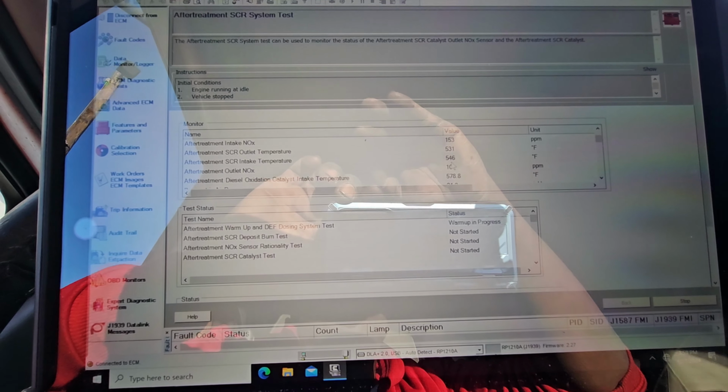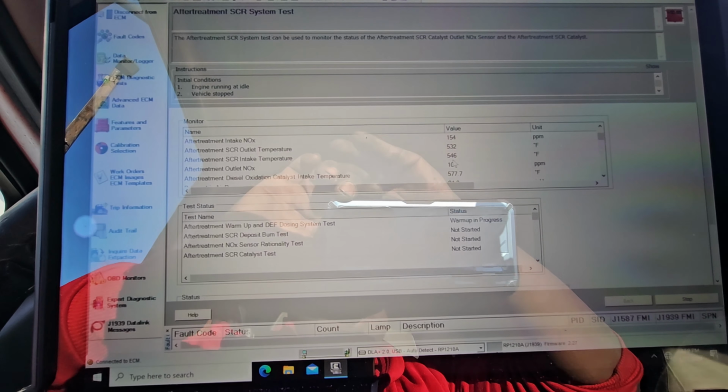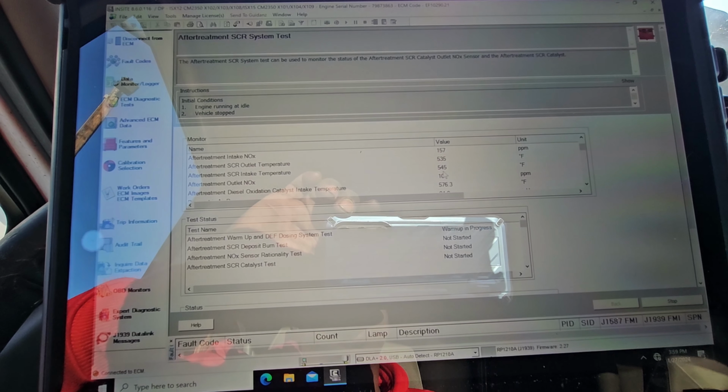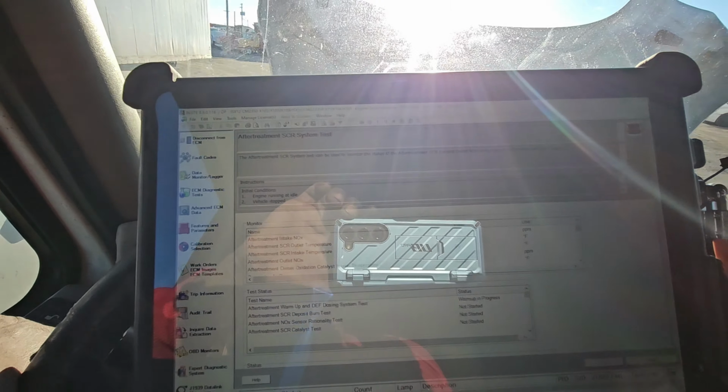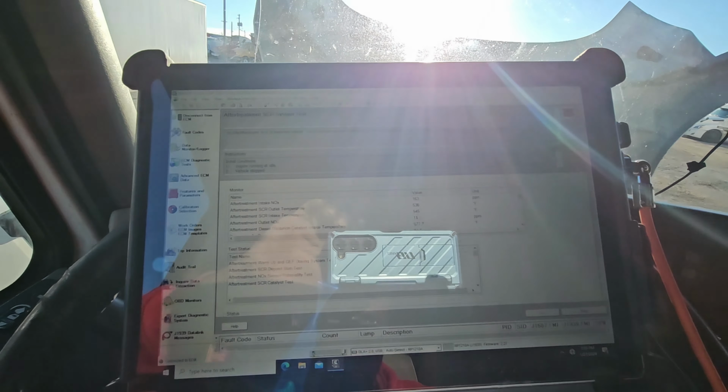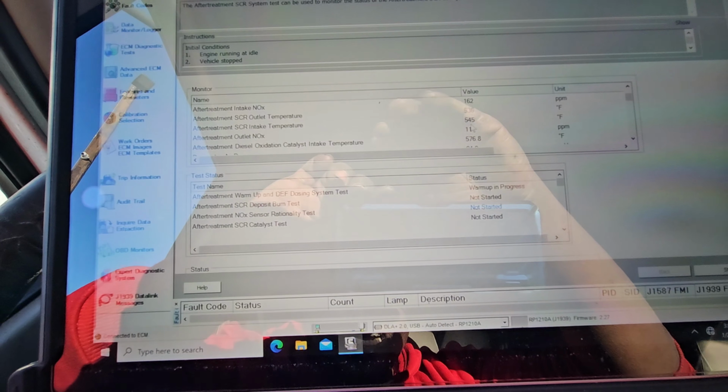Yeah, that's how you replace an outlet NOX sensor on this International Prostar, 2016 ES version, same thing as an LT, and the process is pretty much the same. This particular truck is a Cummins ISX, and it's running a regen right now, so it's a little noisy.